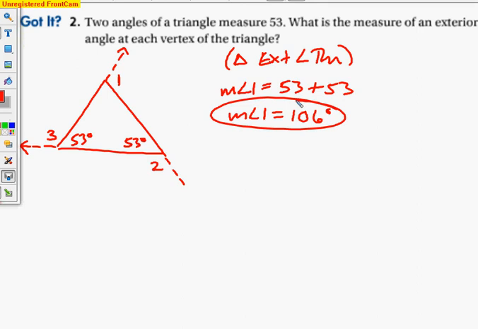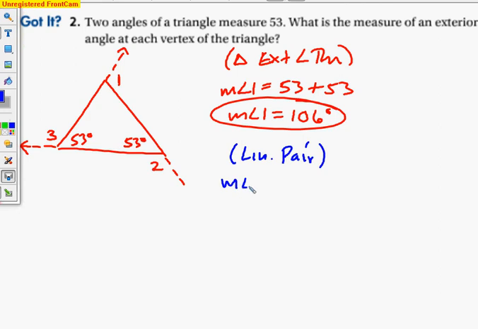You could find that a different way, I understand. But, again, I want to avoid the triangle angle sum theorem for this, because you have to sometimes use the exterior angle theorem. So learn it. 2 and 3 are going to be the same. Linear pairs.